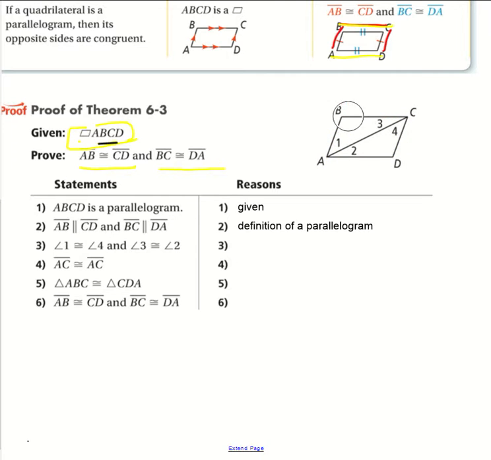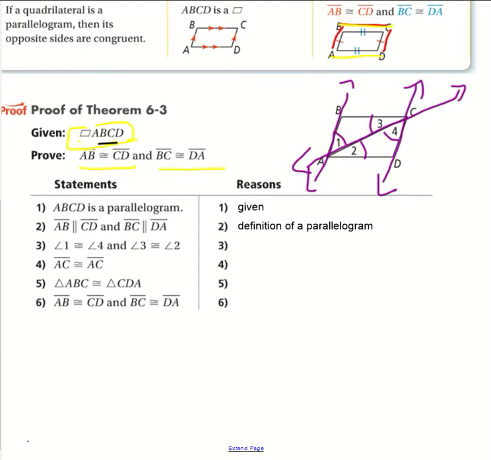Alright, next thing they tell us is that angle 1 is congruent to angle 4, and angle 3 is congruent to angle 2, so let's look at that in our drawing. Angle 1 is congruent to 4, and 3 is congruent to 2. Well, if you think about this, you have two parallel lines, remember? Cut by a transversal.